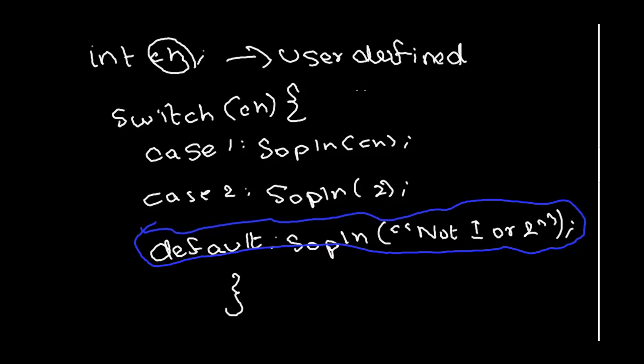Okay, so let's say ch is equal to 1. Let's say I input 1 as ch. What will happen? Switch will go in, it will print the value of ch, which is 1. Then Java will print 2, and then it will print not 1 or 2.